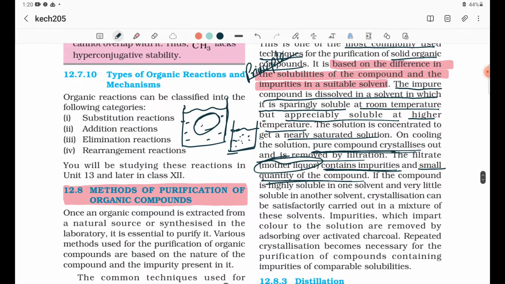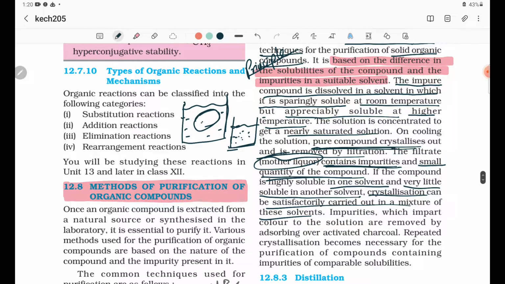If the compound is highly soluble in one solvent and very little soluble in another solvent, crystallization can be satisfactorily carried out in a mixture of these solvents. Impurities which impart color to the solution are removed by adsorbing over activated charcoal.